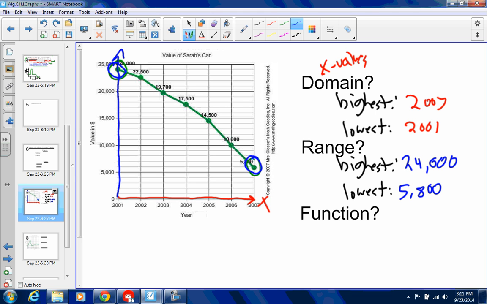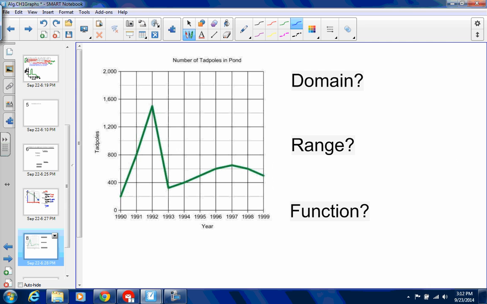And again, with this one, if you want to check if it's a function, use that vertical line test, and you can drag that around. Anywhere on this function, it'll never cross more than one point. So yes, it is a function. Okay, I want you to try this one.